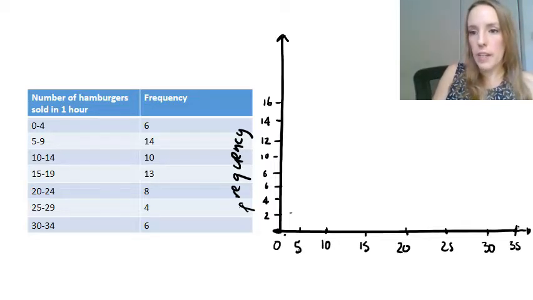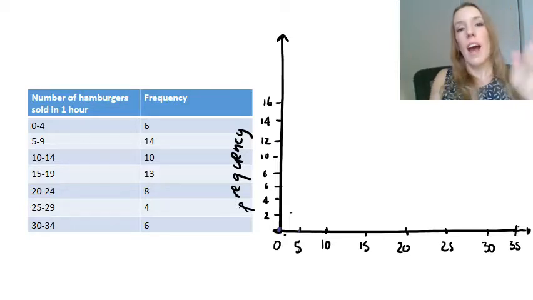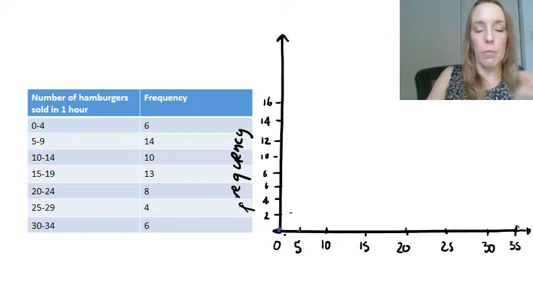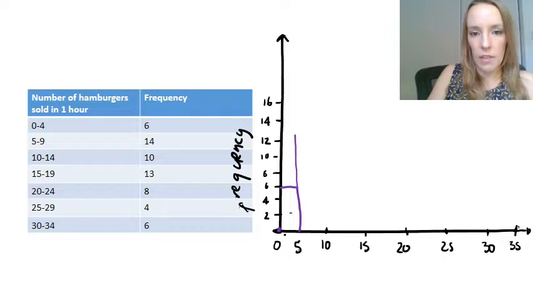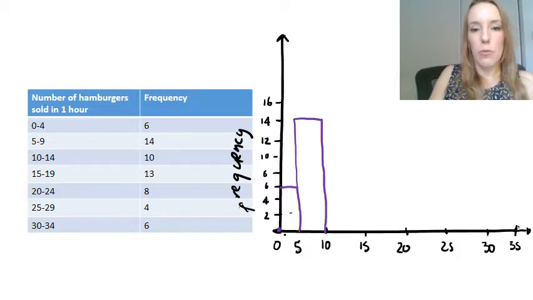Actually, I'll use a purple so we can see it. So we'll be starting from our 0 here and going up to the 5, because we're having between 0 and 4 burgers sold, and that's 6. So we're going to find 6, go across and drop it down. Our next one is our 5 to 9, and there were 14 of those, so lots of places are only selling 5 to 9 burgers in that hour. Go across our 14, drop it down. Again, use your ruler so that it lines up.